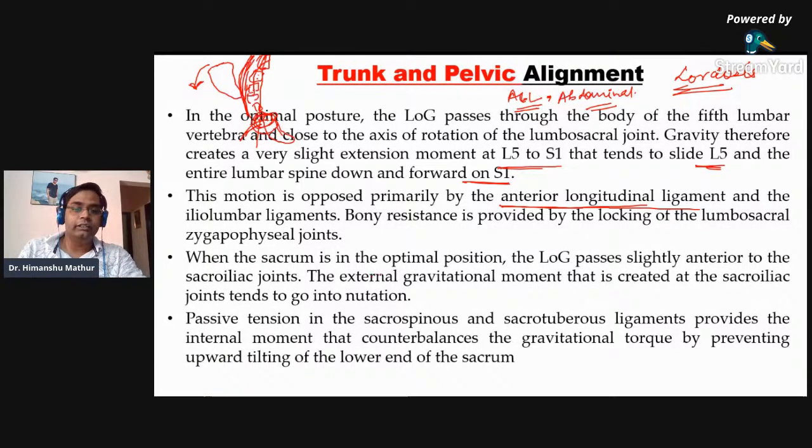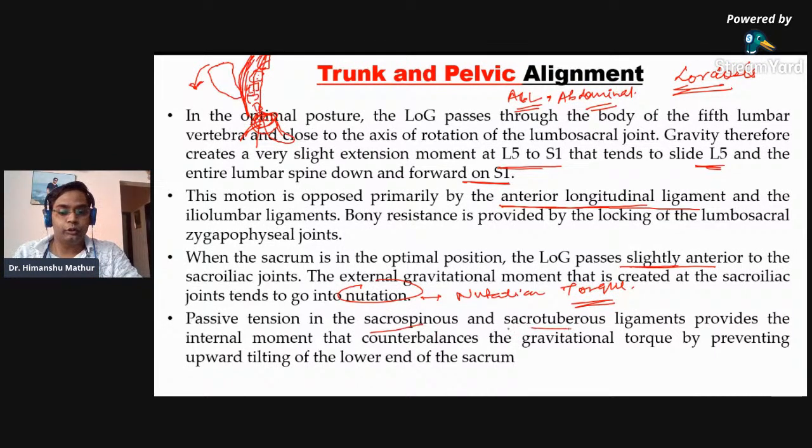Now, when the sacrum is in the optimal position, the LOG passes slightly anterior to the sacroiliac joint, and the external gravitational moment that is created on the sacroiliac joint tends to go into nutation. So gravity favors the nutation torque. That is why physiologically it is going into nutation. Now, the passive tension in the sacrospinous ligament and the sacrotuberous ligament provides the internal moment to counterbalance the gravitational torque, preventing the upward tilting of the lower end of the sacrum, as I told you already. So these are the non-contractile structures whose passive tension helps us to do that.